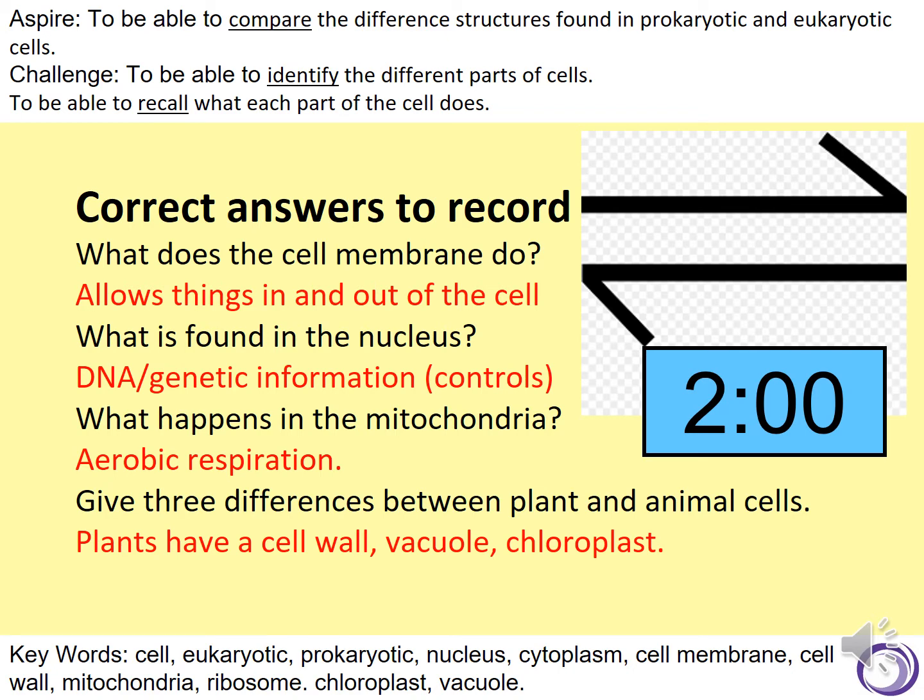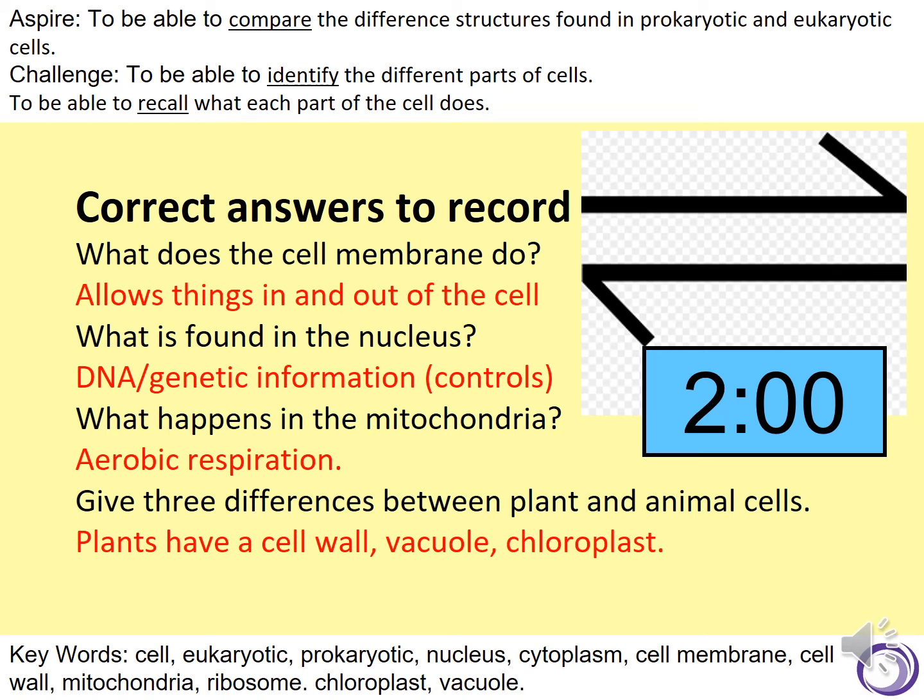What is found in the nucleus? Well, the nucleus contains DNA, which is genetic information, and the function of that is to control. So the function of the nucleus is to control, and it does that by using DNA or genetic information. Third question, what happens in the mitochondria? And the answer to that you need to recall is aerobic respiration. So aerobic respiration happens in the mitochondria, if I reverse that particular question.